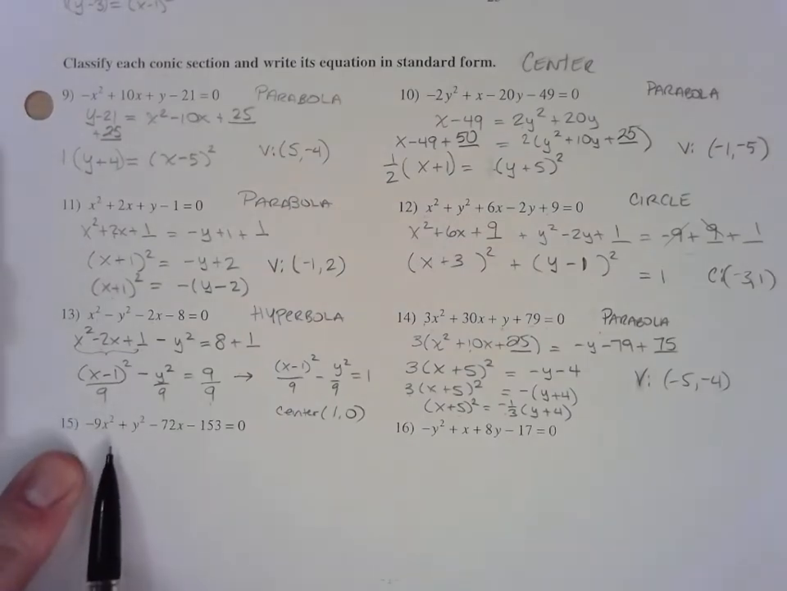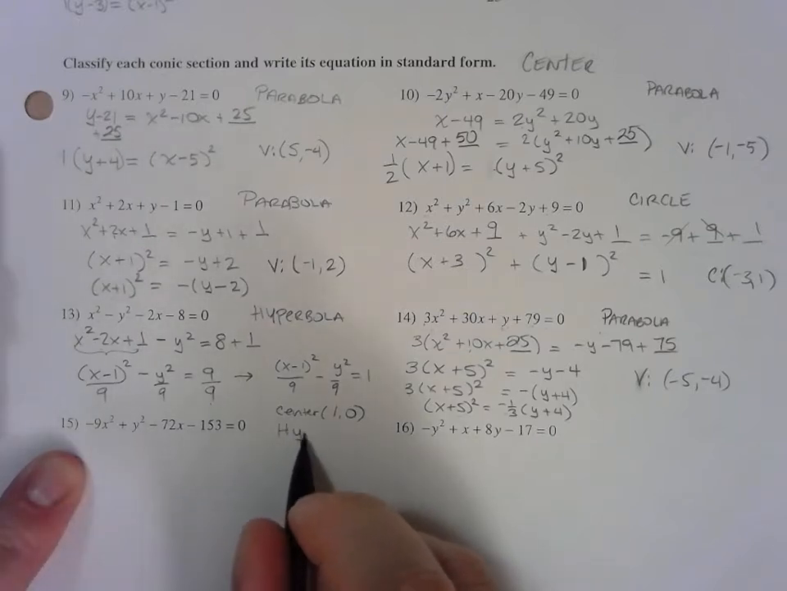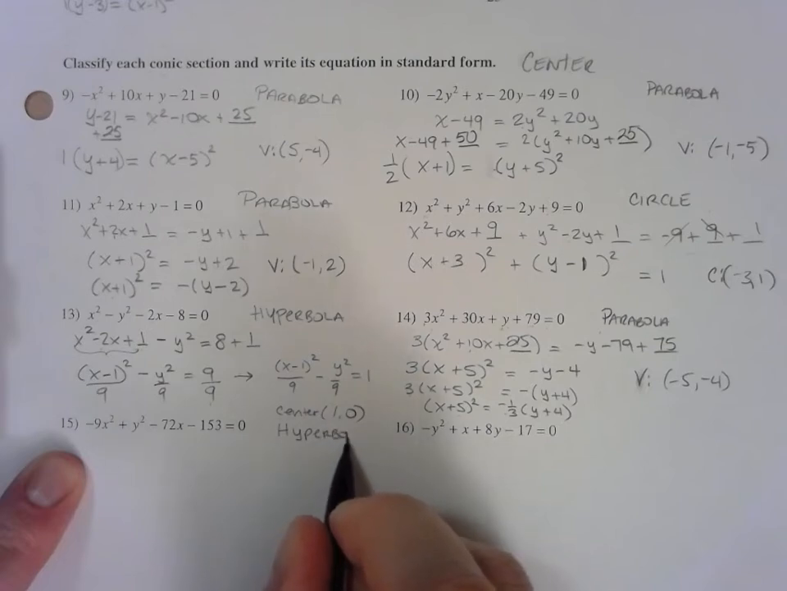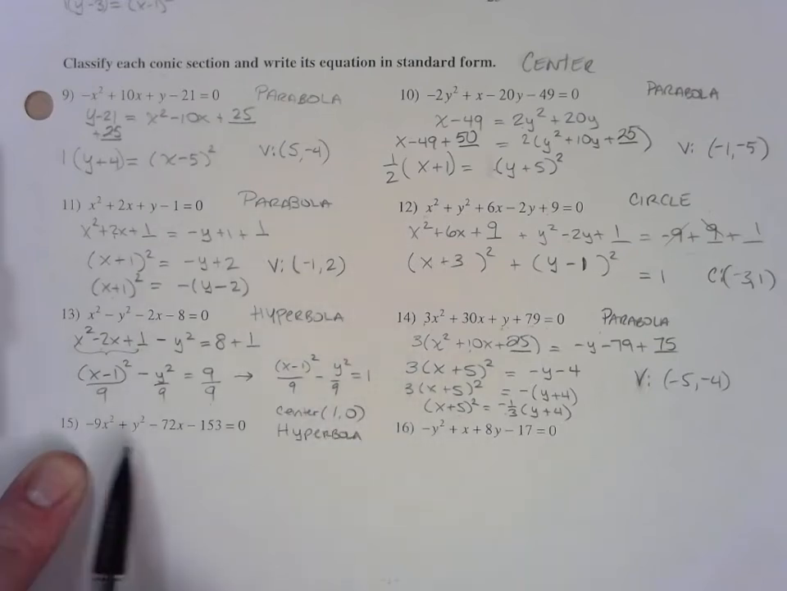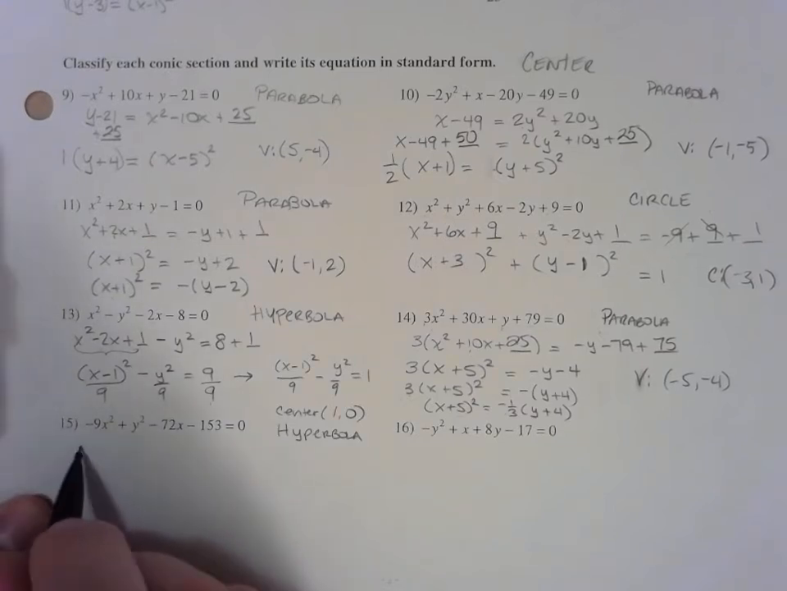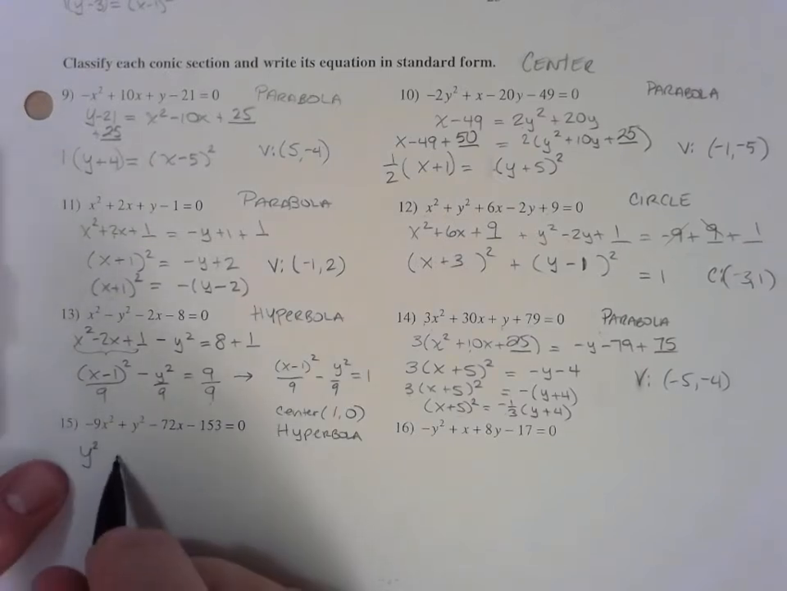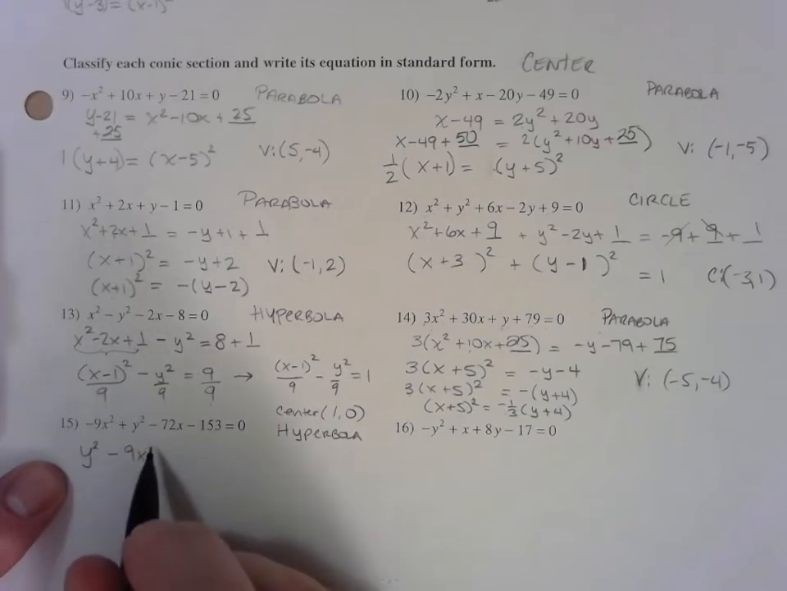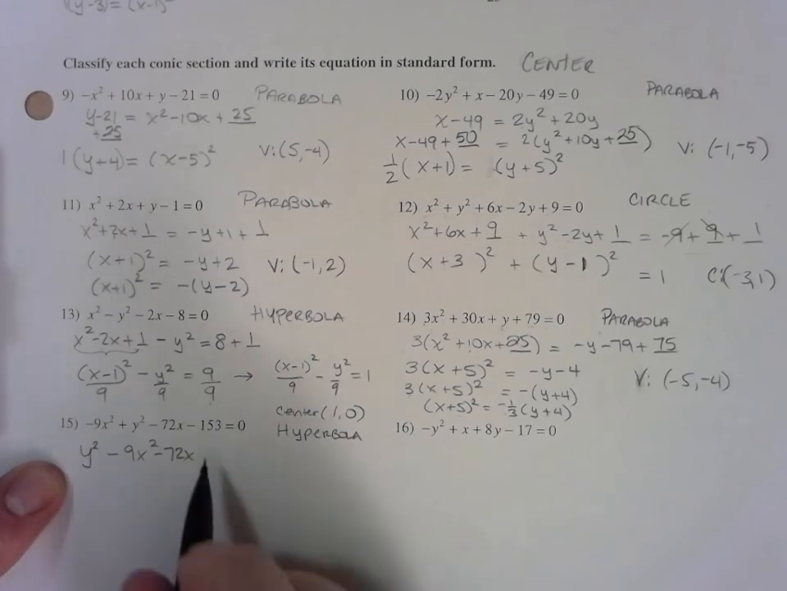Question 15. I have an x squared that's negative. I have a y squared that's positive. This automatically is another hyperbola. What we're going to do is place the y squared term in front of the -9x squared term, because a hyperbola always leads with its positive squared value. I'm going to rearrange these terms. Hyperbolas always equal 1, so what I'm going to do is add 153 to both sides.